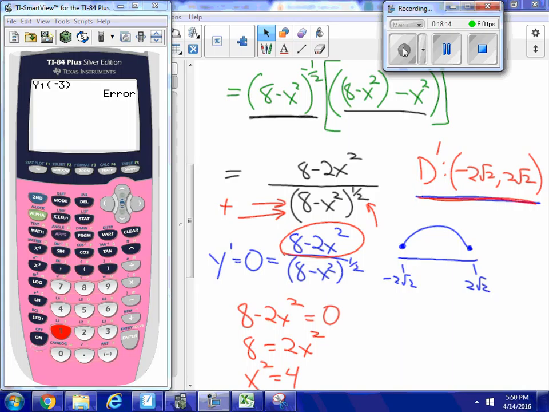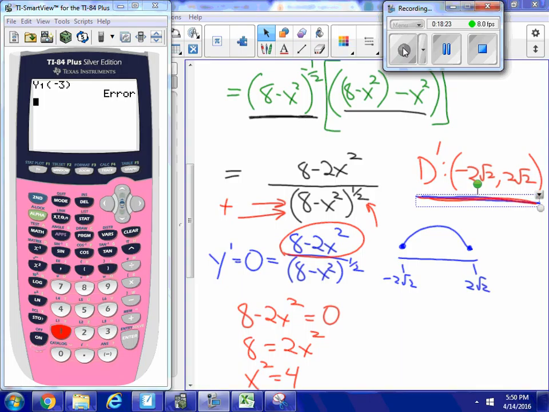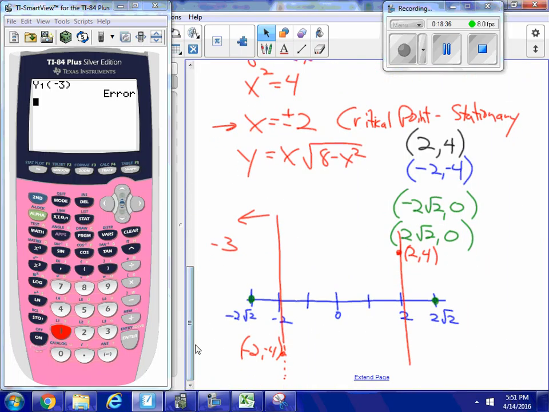I got an error. I can't do negative 3. Do you know why I can't do negative 3? Because the domain of my function only goes from negative 2 radical 2 to positive 2 radical 2. So that was a mistake, wasn't it? And I know that my endpoints are right here, so I have to actually test a number between negative 2 radical 2 and 2.